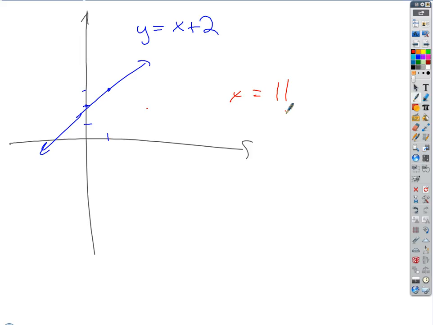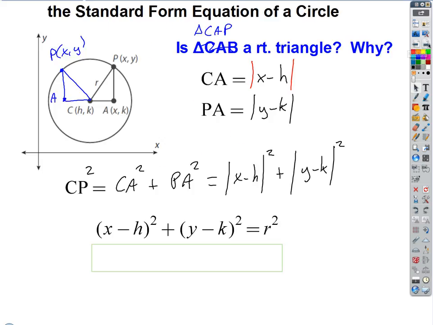Agreed? Okay, so this is like a locus of points, we'd say in math. It's a set of points that fits this one exact relationship. That's a pretty simple one, but that's a relationship too, isn't it? In this relationship, x and y are variables. What about h and k and r? What are those? Not really. Those aren't variables.